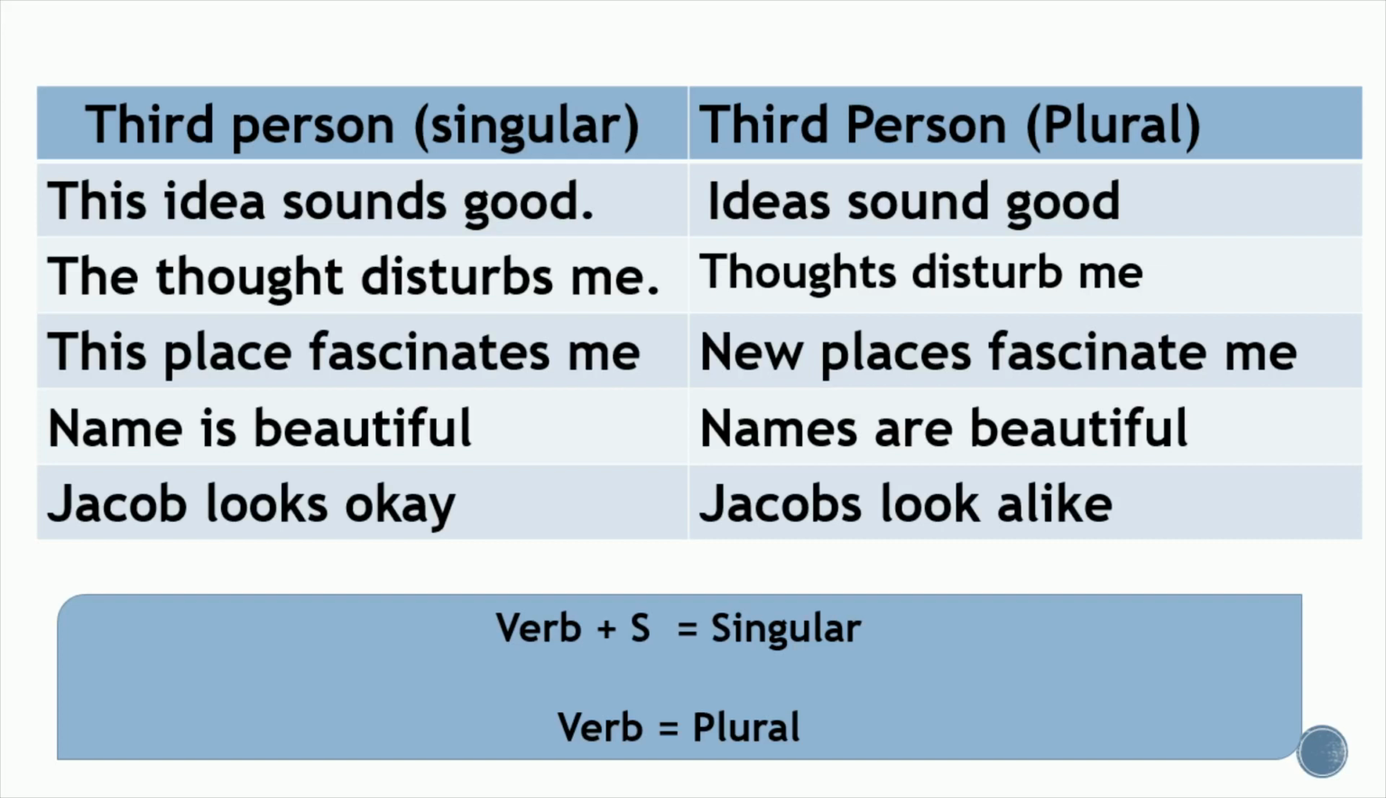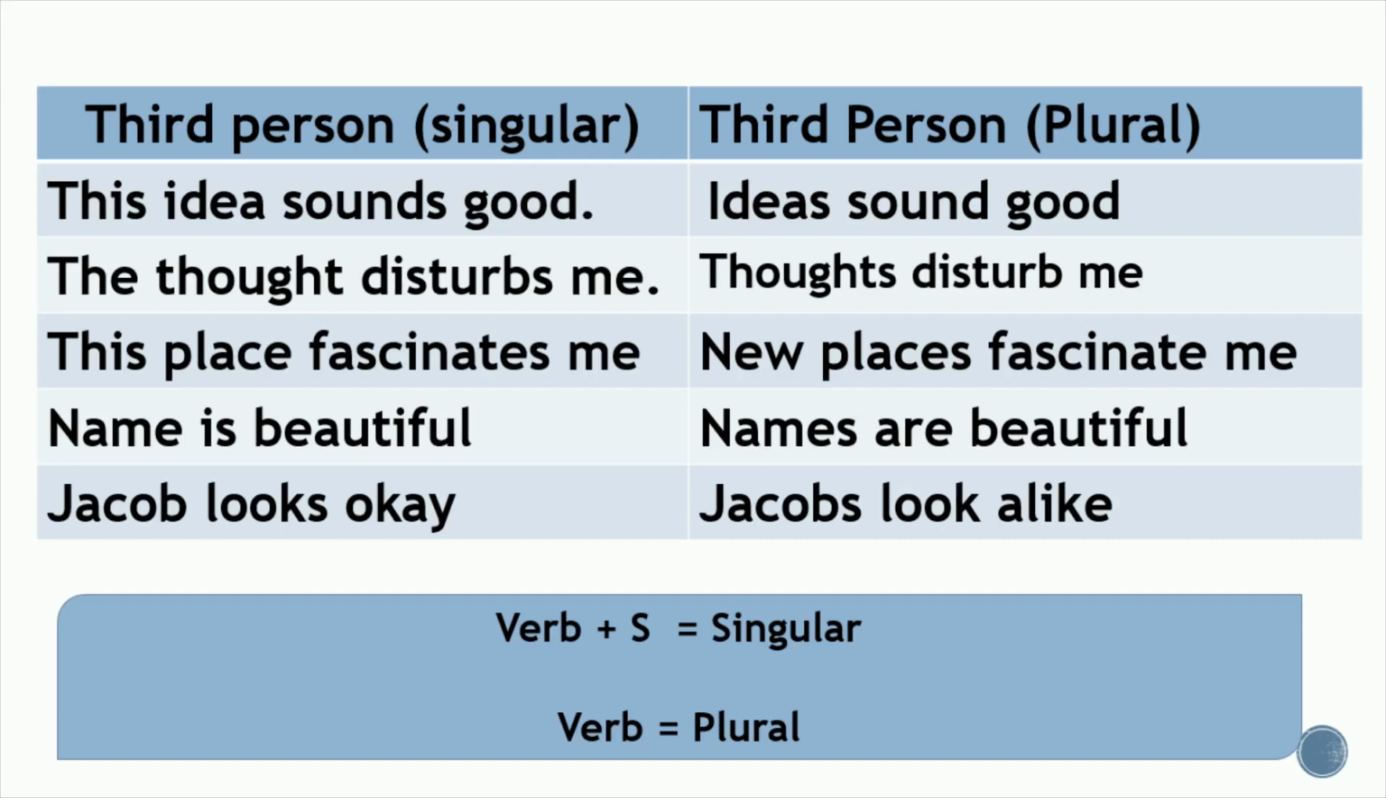Name is beautiful. One name. Is singular form. So name is beautiful follows the rule of subject verb agreement. That is why it is right. Names are beautiful. Not names is beautiful. Names are beautiful. Plural form of names will take a plural verb.